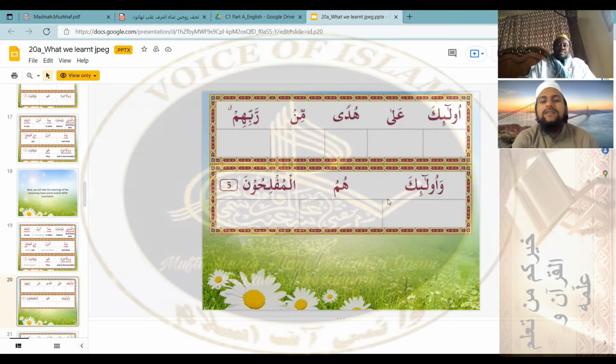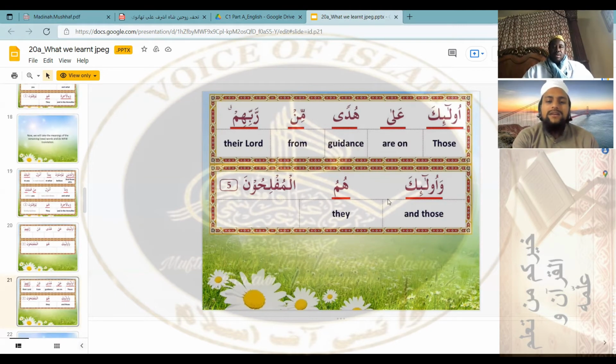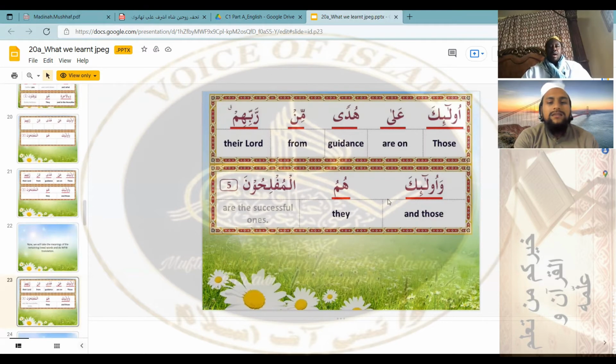They are on guidance. Hudan, guidance. Min, from. Mashallah. Rabbihim, from their Lord. Hum means them, because in the possessive case the meaning is their; if it were standalone, the meaning would be they. وَأُولَٰئِكَ هُمُ الْمُفْلِحُونَ. Those are on guidance from their Lord, and those are the successful ones.